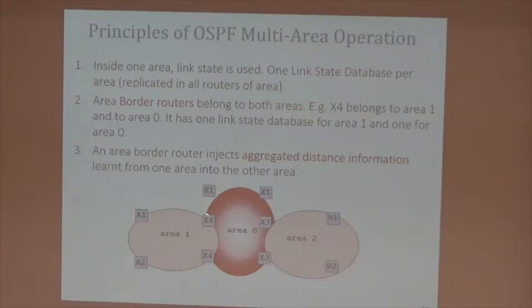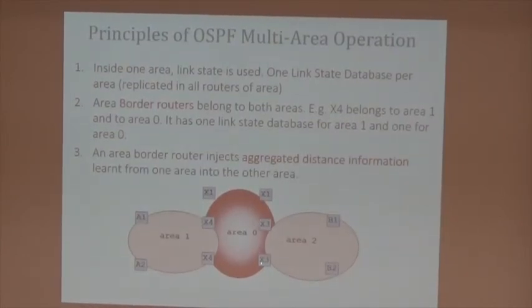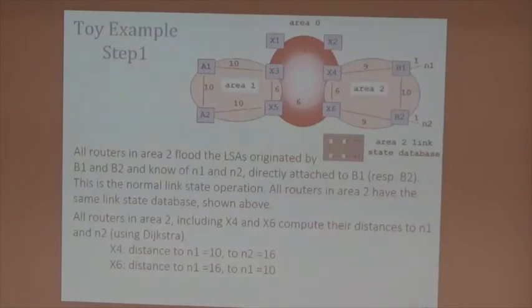Then the area border routers, like here we have 4 area border routers, X3 and X, I guess it should be a 5. Those numberings are a bit bizarre. So X1, X2, X3, X4, X5, X6, the numbers should all be different. The 4 border routers here inject the information they've learned from one area into the other area, using mechanisms we will see in detail here.